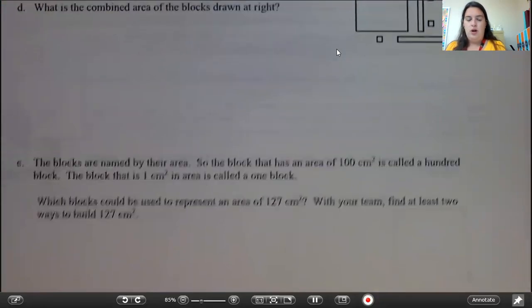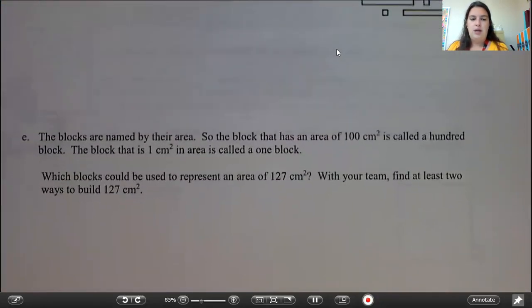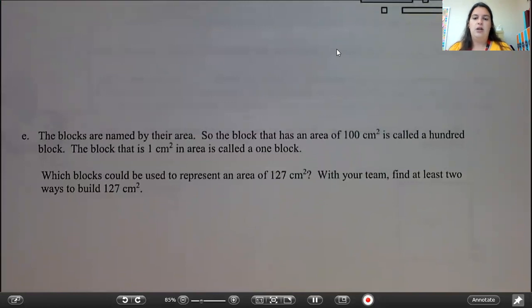If you're back with me, we are on part E. The blocks are named by their area. So the block that has an area of 100 centimeters is called a 100 block. The block that is 1 centimeter squared in area is called a 1 block. Which blocks could be used to represent an area of 127 centimeters squared? With your team, find at least 2 ways to build 127 centimeters squared. So go ahead and pause the video, and I would like you to try 2 ways to build 127 centimeters squared.